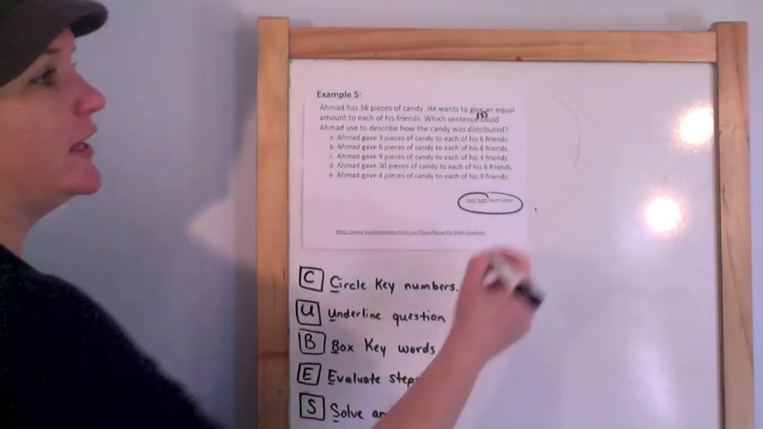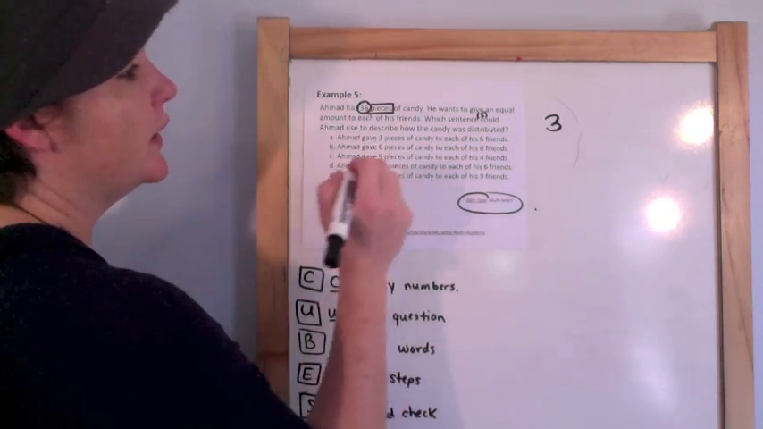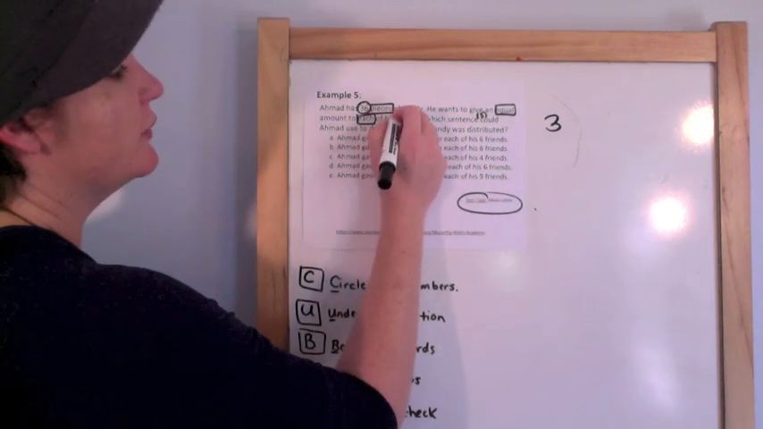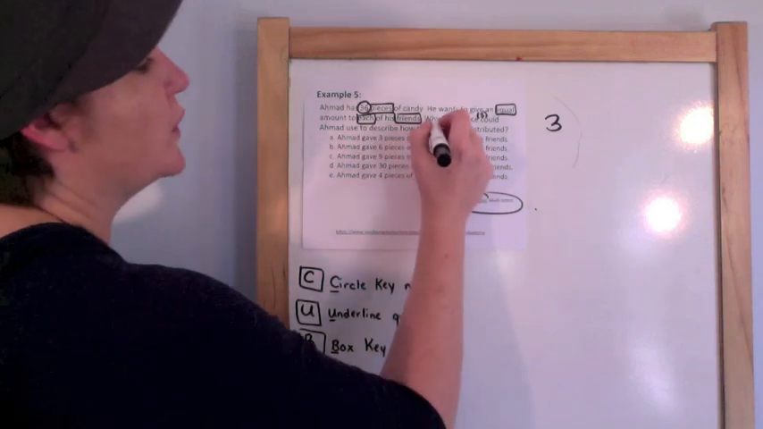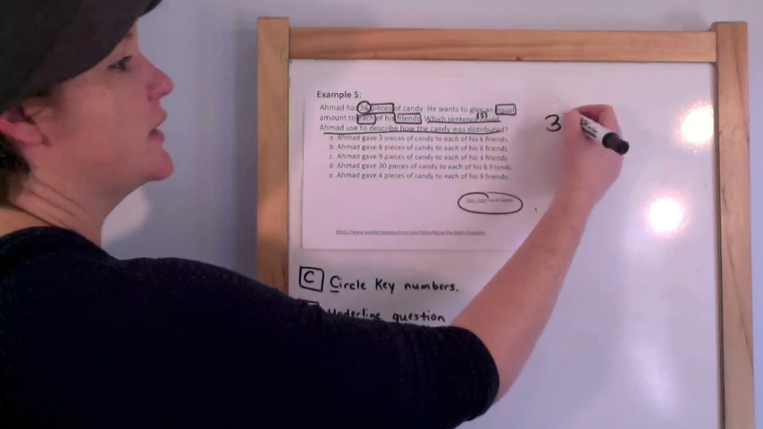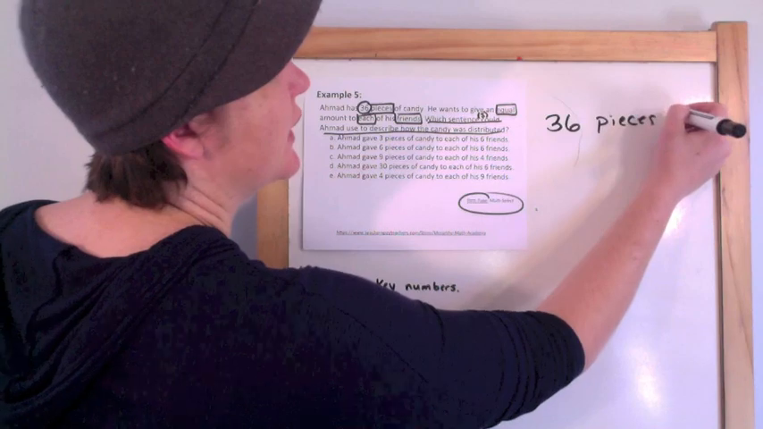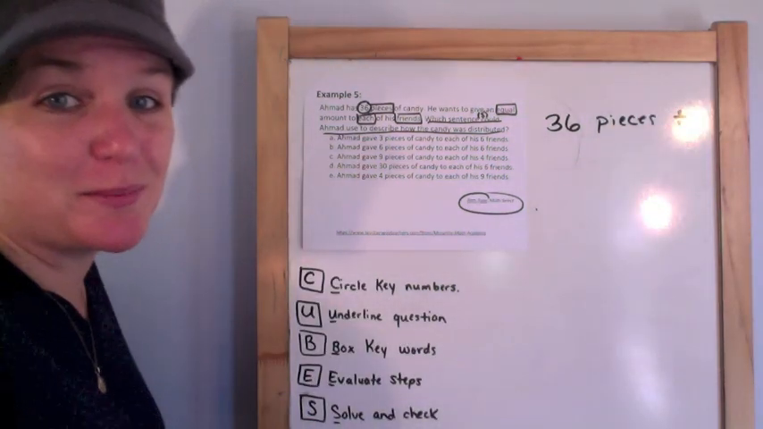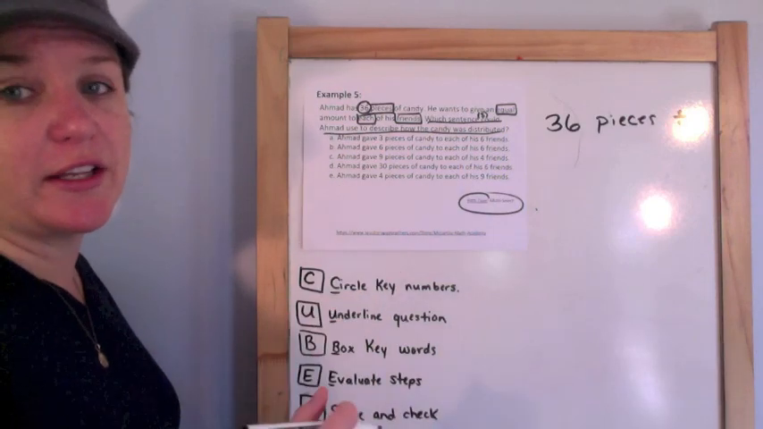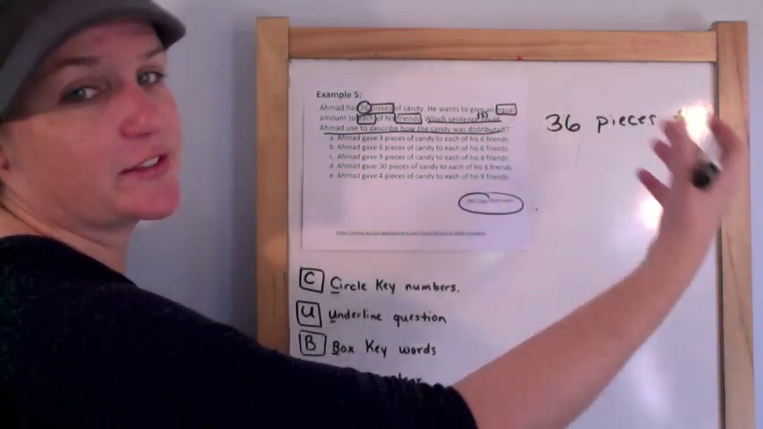So let's do this. He has 36 pieces of candy. He wants to give an equal amount to each of his friends. Which sentences could Ahmad use to describe how the candy was distributed? So he has 36 pieces that he wants to give away. He wants to divide to his friends. We don't know how many friends, but that's what we're looking for. We're looking for which scenario looks like the one that we need. So, Ahmad, we want 36 pieces divided into something.